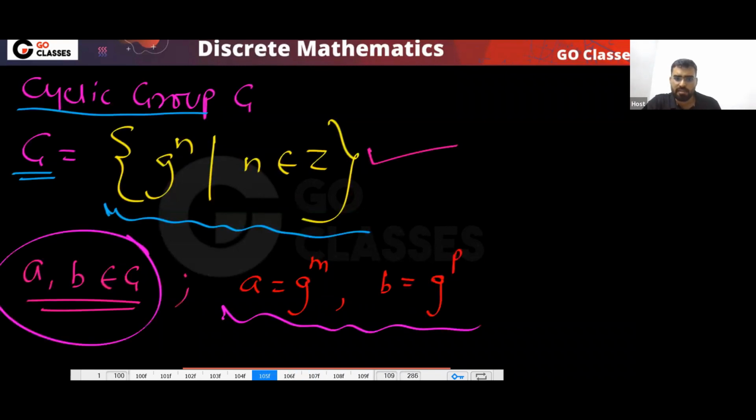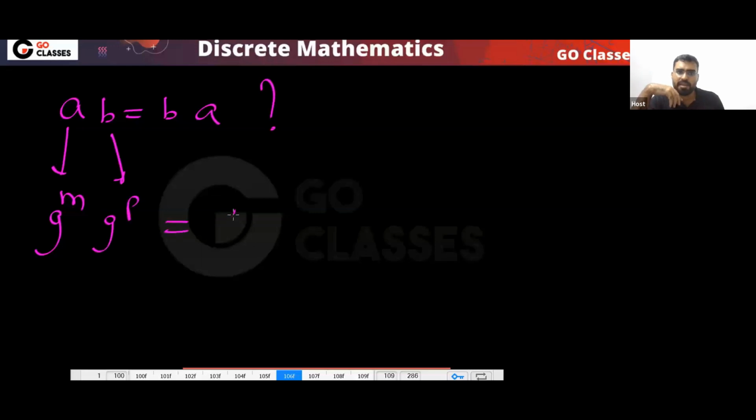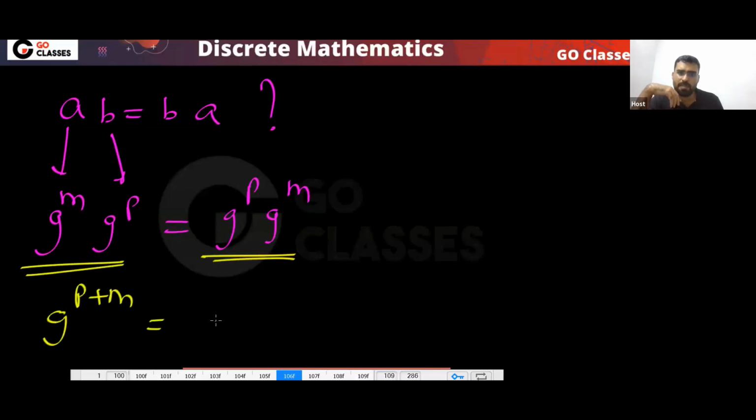Now tell me, can I say AB equals BA? The proof is very simple. What is A? A is G power m. What is B? B is G power p. Can I say this is equal to G power p, G power m? Yes, of course. This is G power p plus m. So they are the same.